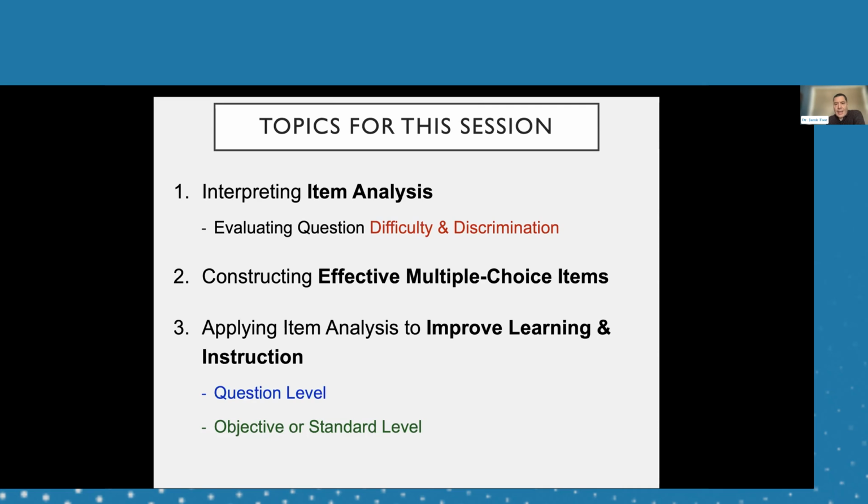So I'm going to go over what item analysis is, and the two statistics that we get, which indicate question difficulty and question effectiveness, known as discrimination. I'm also going to talk briefly about constructing effective multiple choice questions, because question construction is an important component for item analysis to work properly. And then I'm going to talk about some research-based effective methods that we can use to improve learning and instruction, and also share some of the methods that I have used over the years that I have assessed and analyzed test questions.